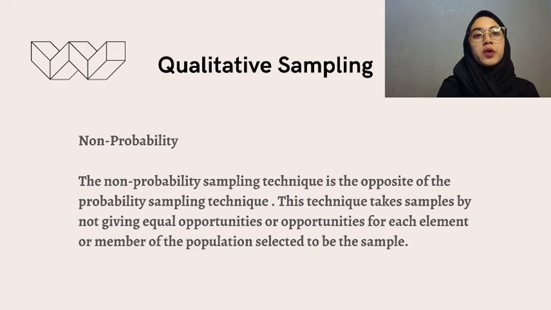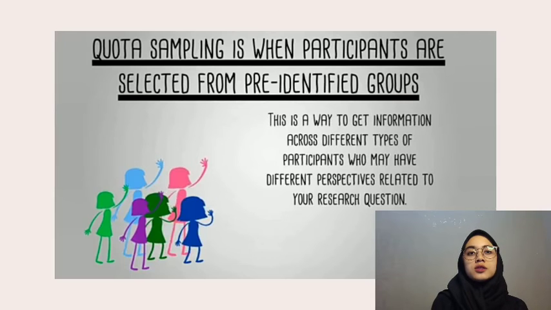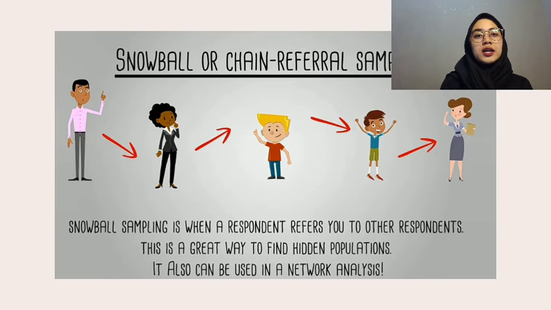Okay, for the next material, this is qualitative sampling. There is non-probability sampling, and the non-probability sampling technique is the opposite of the probability sampling technique. This technique takes samples without giving equal opportunities to each element or member of the population to be selected as the sample. For the first, there is quota sampling. Quota sampling is when participants are selected from pre-identified groups. This is a way to get information across different types of participants who may have different perspectives related to your research question.